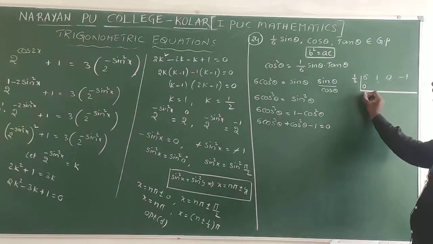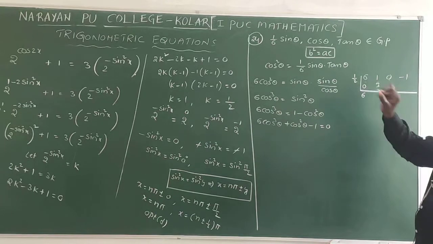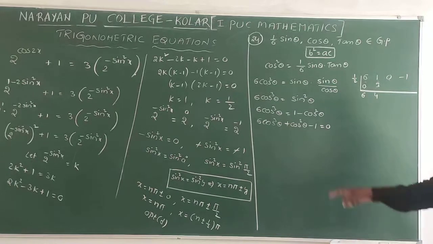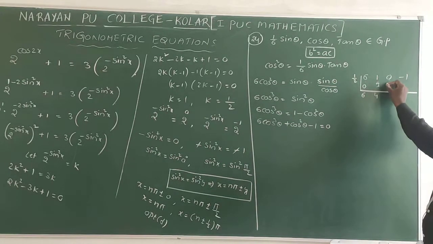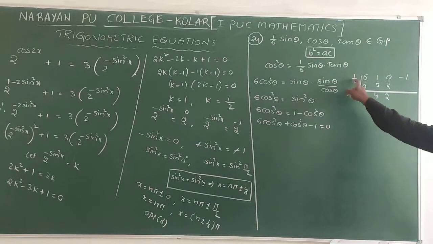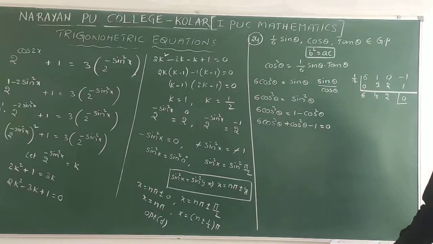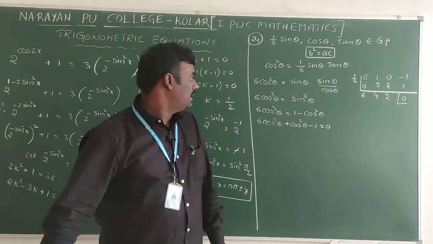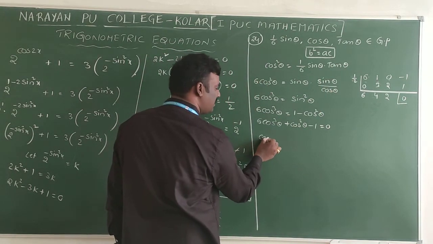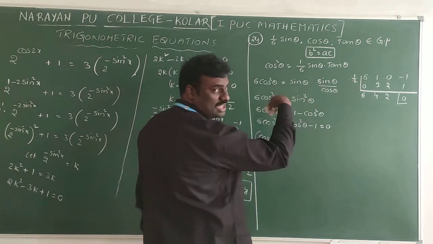6 plus 0, 6. 1 by 2 into 6, 3. 1 plus 3, 4. 1 by 2 into 4, 2. 0 plus 2, 2. 1 by 2 into 2, 1. Minus 1 and 1 get cancelled. Now the remainder is 0. Here plus 1 by 2 is there, but we take minus 1 by 2. Here plus is there, you take minus. If minus is there, you take plus.